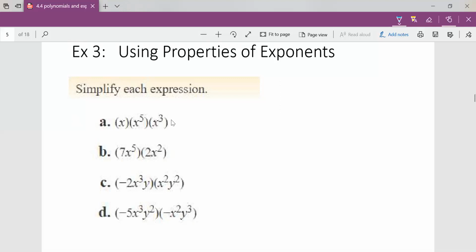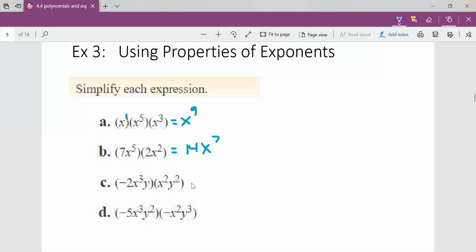All right, so these solutions: this one would be x to the 9th, and that's because this x is x to the first. There's an imaginary exponent of 1. So 1 plus 5 plus 3 is 9. This one would be 14 x to the 7th.